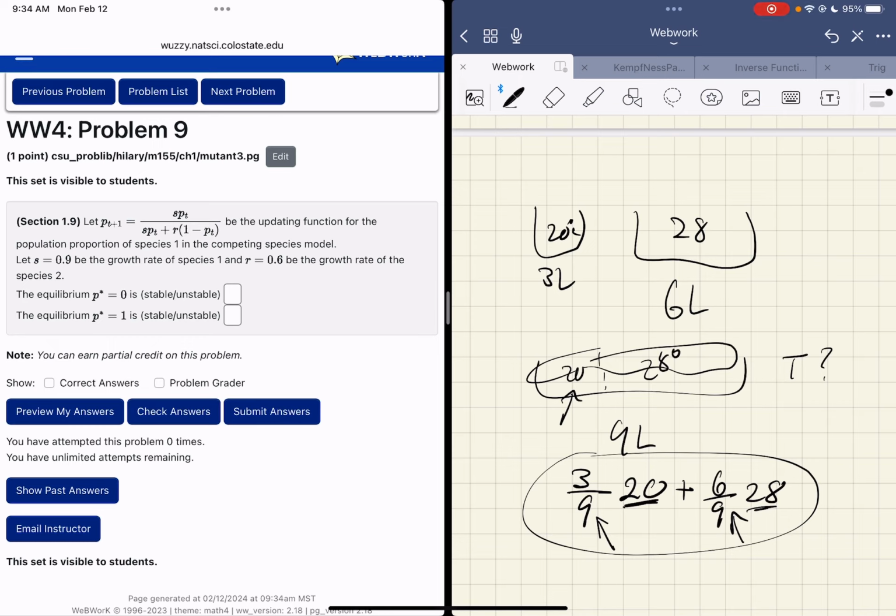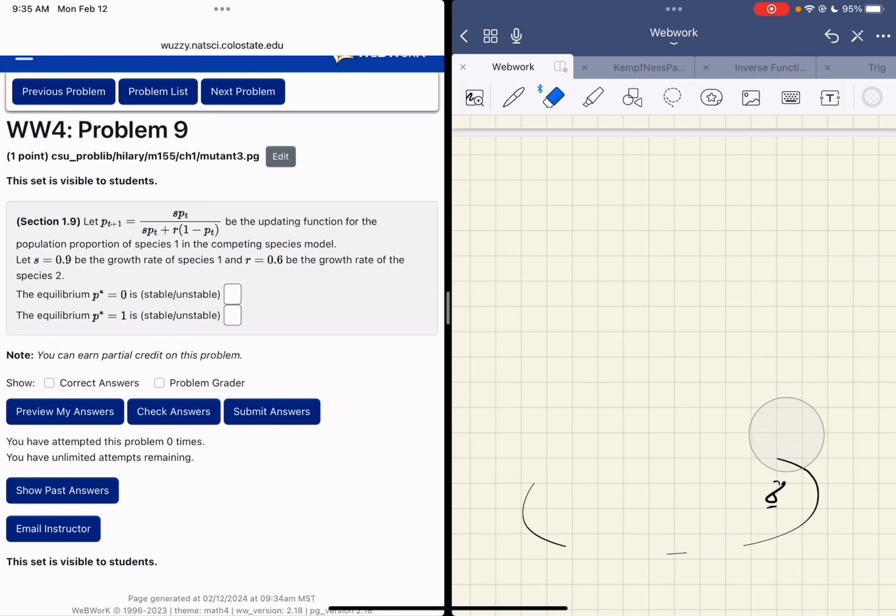And equilibrium p star equals 0 is okay. So then they're asking us, what's going on with this? Now you could just guess and check it, right? Anytime you just have blanks and infinite, you have unlimited problem attempts. You guess and check.